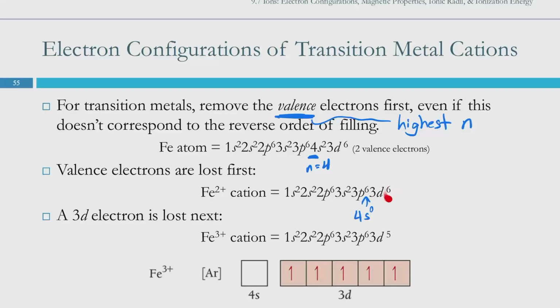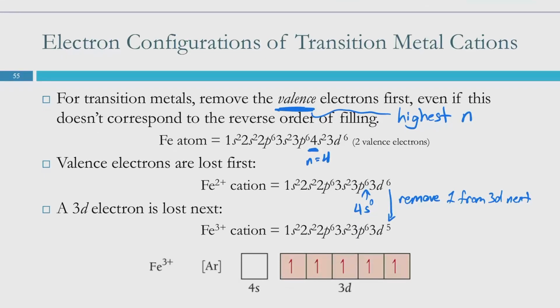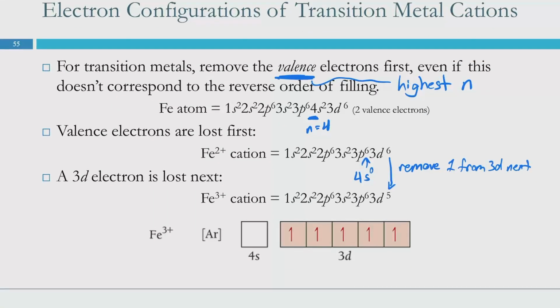If we take off another one, then it comes off of our d shell. And if we removed more, it would also come off of the 3d. So for our iron 3 plus, or ferric ion, we'd have an empty 4s, and our 3d would have 5 in it, so that's all upspin. Parallel first, and then we would double them up after.